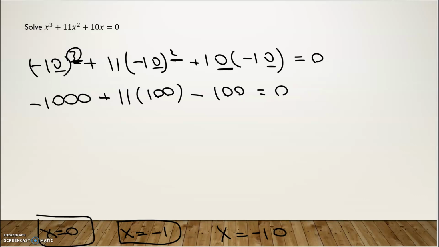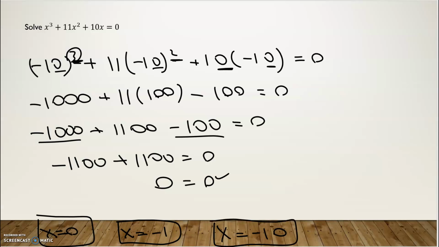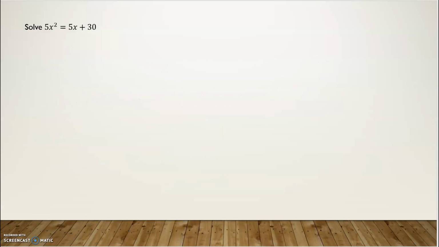Okay, so equals 0. So then I've got -1,000 plus 1,100 minus 100 is equal to 0. And then, sorry, -1,000 minus 100, that's -1,100 plus 1,100 is equal to 0. So 0 equals 0. So x equals -10 is also one of my answers.